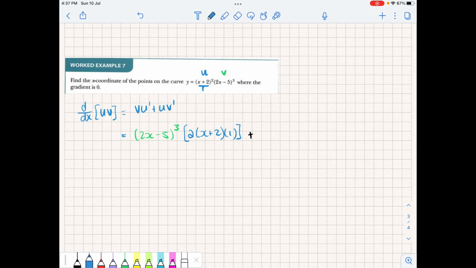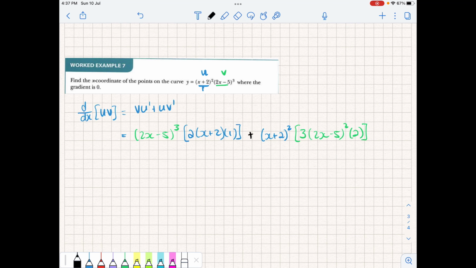Okay, then we're going to take u, and we're going to multiply now by the derivative of v, so v dash. So again, we need to use the chain rule and the power rule. So we'll multiply down by the power, and then we will reduce the power by 1. So 3 goes to 2. And then we need to multiply by the derivative of this inside function. Now this inside function is 2x minus 5, and the derivative of that is 2.